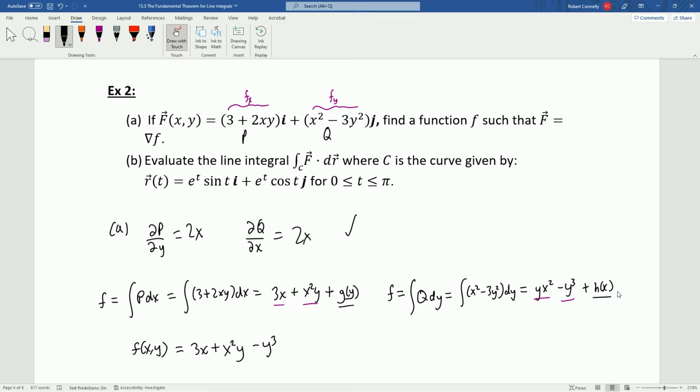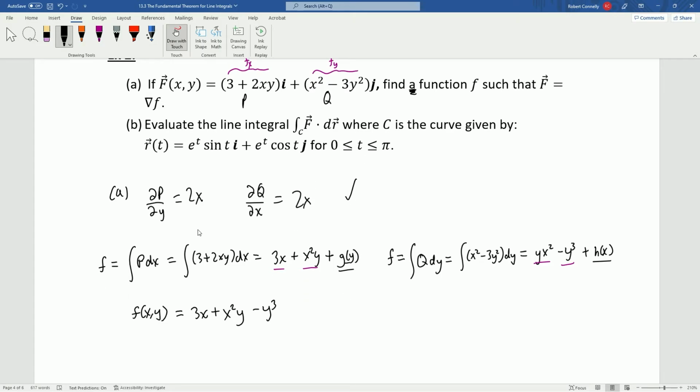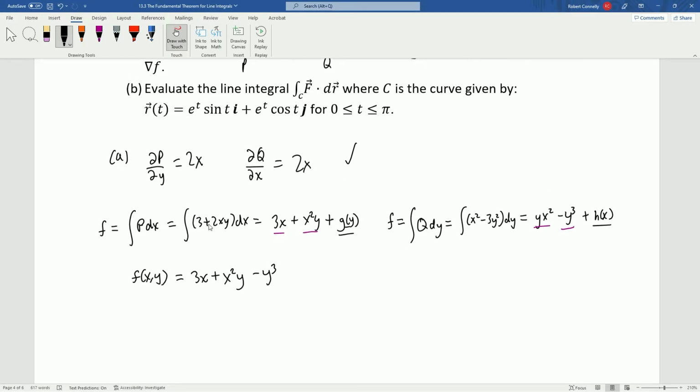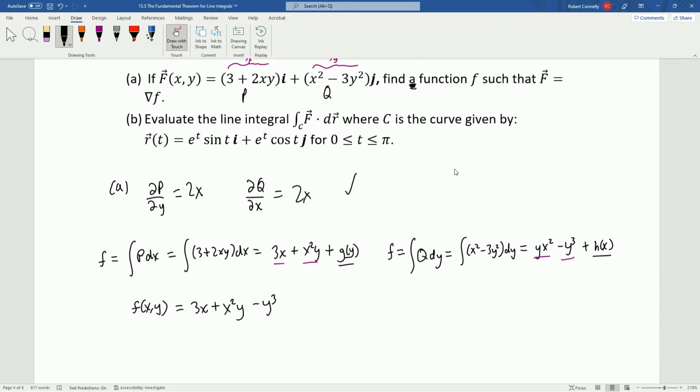And my h of x is the 3x. That's the missing x function from this part. Now I could put plus c here, but I don't need that. I'm going to be using this for the fundamental theorem of calculus, and it didn't say find all functions. It said find a function. So we don't need to worry about tacking on a constant at this stage. Okay, so there's my little f of x.